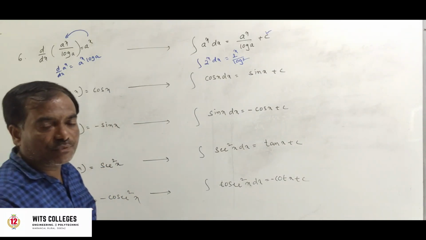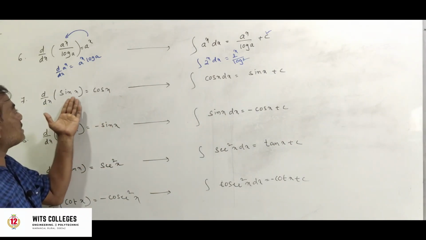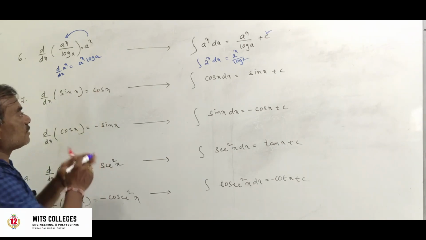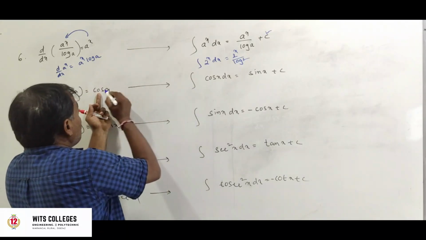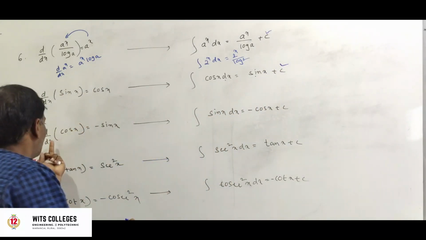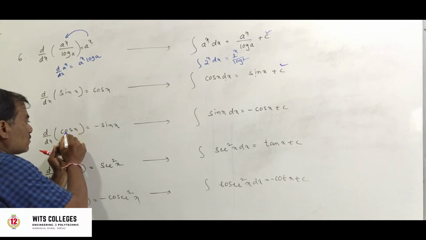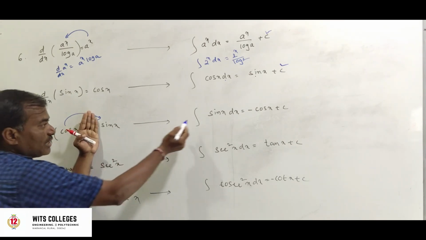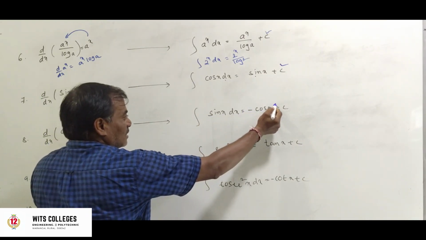And coming to the integral of trigonometric functions. We know that the derivative of sin x equals cos x, which means sin x is the antiderivative of cos x. Therefore we find the original function by using integration: the integral of cos x dx equals sin x plus c. The derivative of cos x equals minus sin x, so cos x is the antiderivative of minus sin x. Here the integral of sin x dx equals minus cos x plus c.